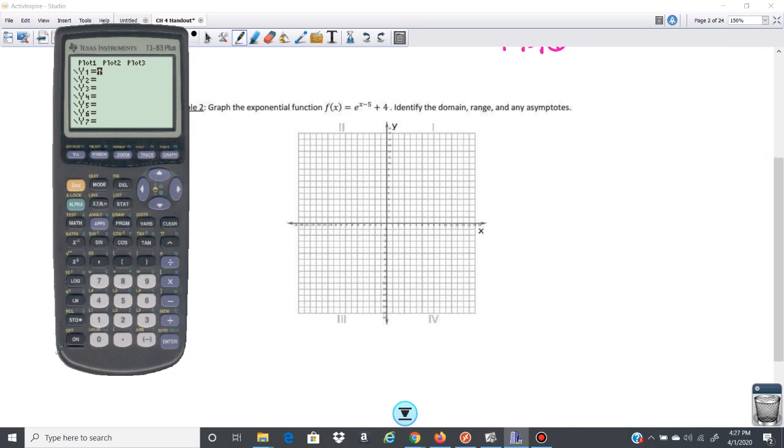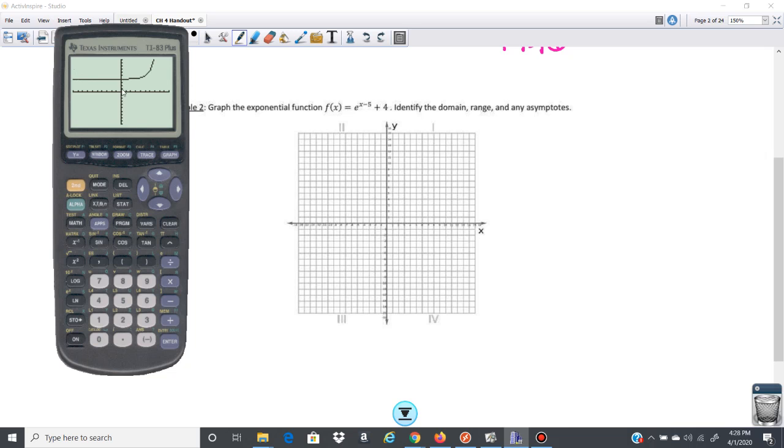So second e, oops, go back here. All right, y equals second e to the x minus 5. Close that parentheses, and then plus 4. And then we're going to hit graph. Okay, and our e function looks like a normal exponential graph here.